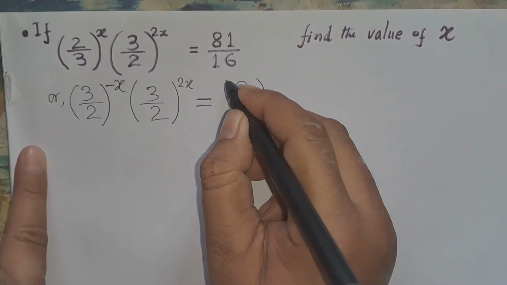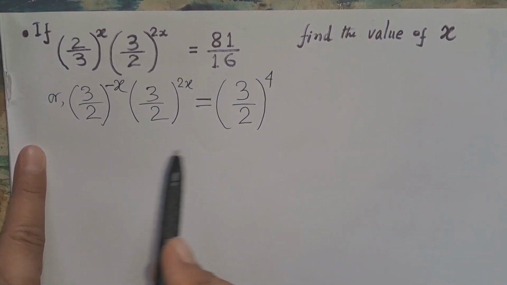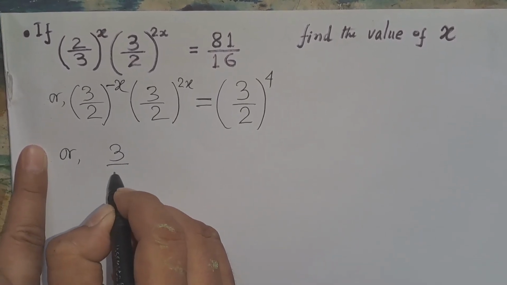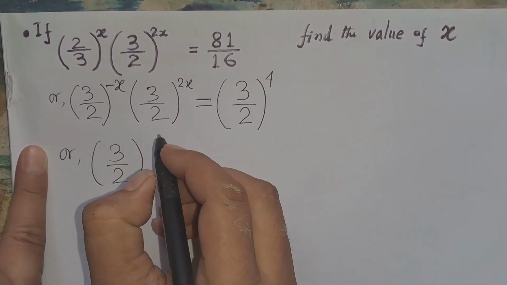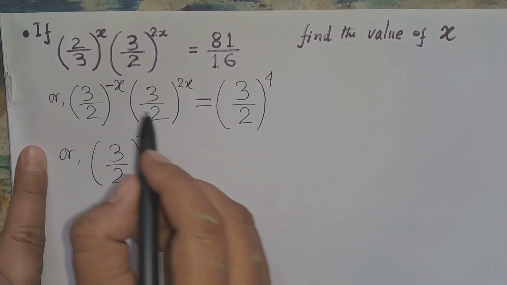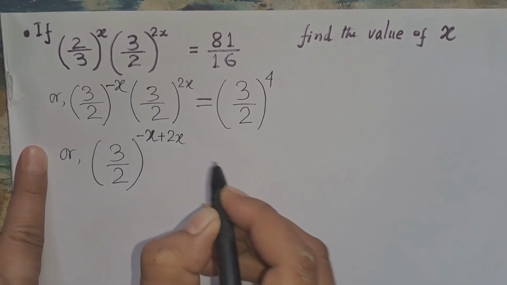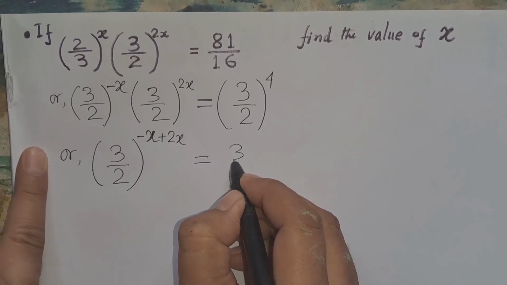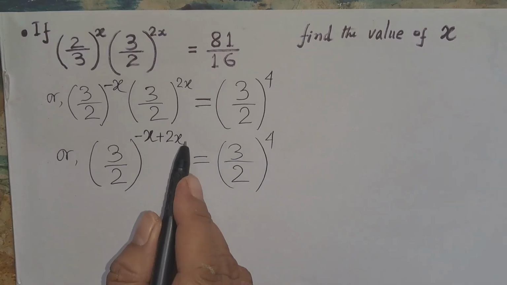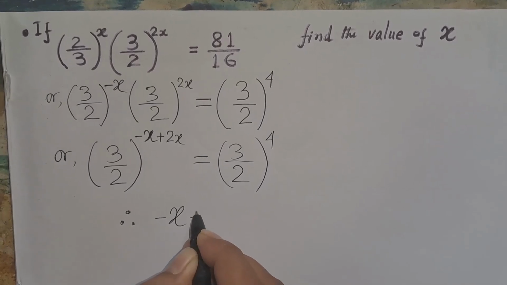81 means the power of 3 by 2 will be 4, because 3 to the power 4 is 81 and 2 to the power 4 is 16. So in the left hand side and right hand side, the fractions are the same, that is 3 by 2, and so the powers will be added. So (3 by 2) to the power minus x plus 2x, as the bases are the same, the bases are 3 by 2, so the powers will be added on the left hand side, and on the right hand side the power is (3 by 2) to the power 4. As the bases are the same, the powers will be the same, therefore we write the therefore sign.